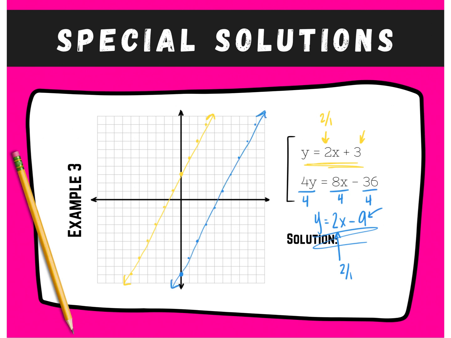Lines that have the exact same slope are parallel, which means they'll never meet, which means in regard to this system, there's actually no solution. This is one special solution type that you'll come across. Lines that never meet don't have an intersecting point, and therefore there is no solution.